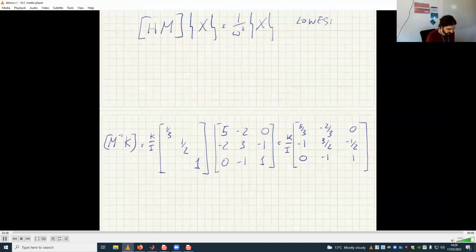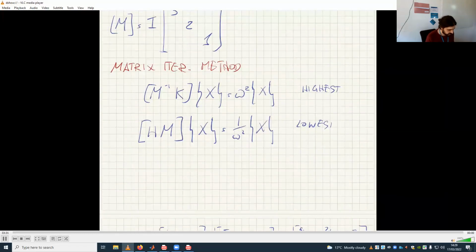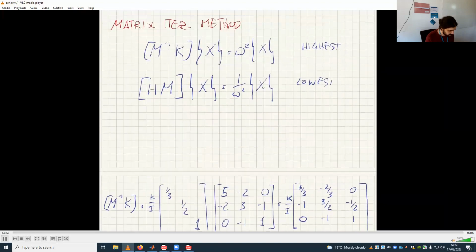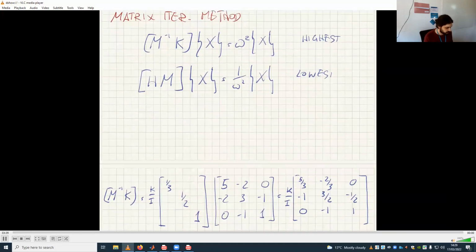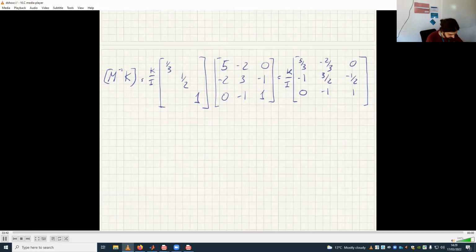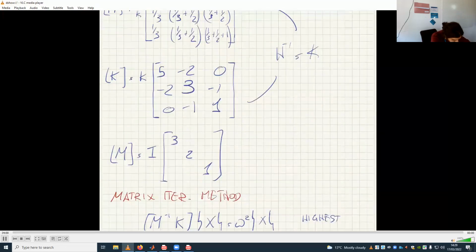Okay, now that we have this, we can start our lowest because we have H times M. Oh, I said highest and lowest. Well, I want to start with the lowest, so I'll also calculate this now. I'll calculate HM because I want to start with the lowest frequency. And this is I divided by K, of course, because it's HM instead of M inverse K. And this would be the flexibility matrix, which I'll just copy.